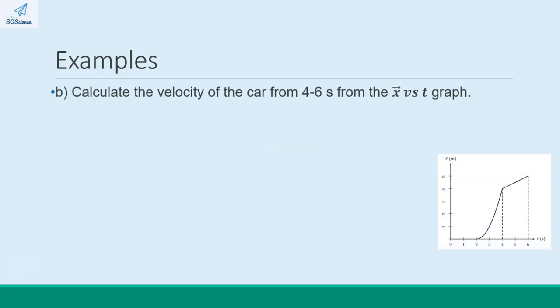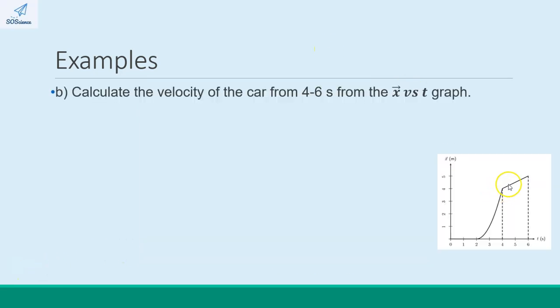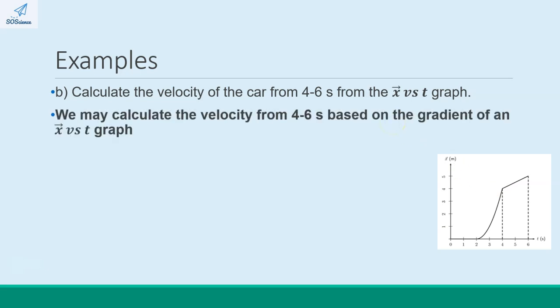B says calculate the velocity of the car from 4 to 6 seconds from the x versus t graph. Now that part of the graph has a single gradient, and remember that from the gradient of an xt graph, we can work out the velocity. So again, this summary over here is so useful. So we now know that we need to calculate the gradient of this graph over here in order to identify the velocity.